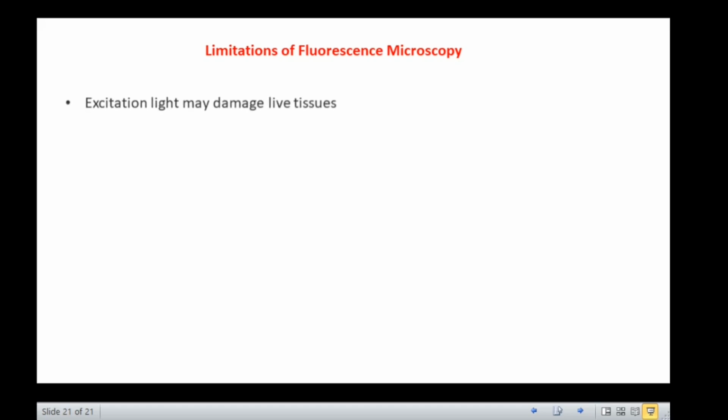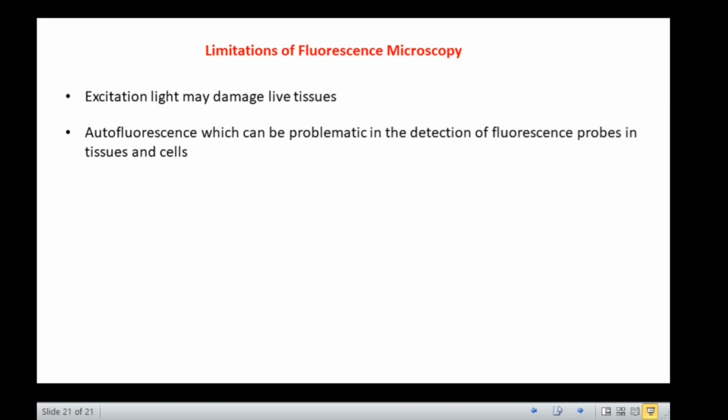Excitation light may damage live tissues. Certain biological structures such as mitochondria, riboflavin, and collagen fluoresce after absorbing light without the addition of fluorochromes. This is due to autofluorescence, which can be problematic in detection of fluorescence probes in tissues and cells.